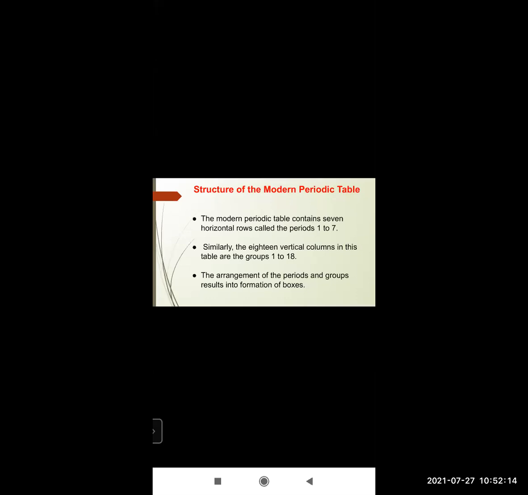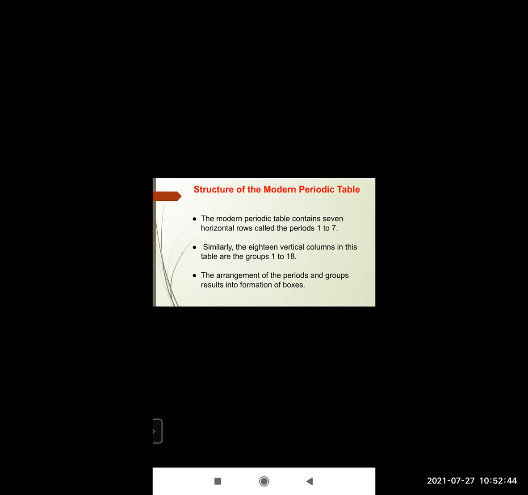See, the modern periodic table contains 7 horizontal rows called the periods, 1 to 7. So you remember this. Similarly, the 18 vertical columns in this table are called groups, and that is 1 to 18. So in short, the horizontal rows are called periods, and the vertical columns are called groups.